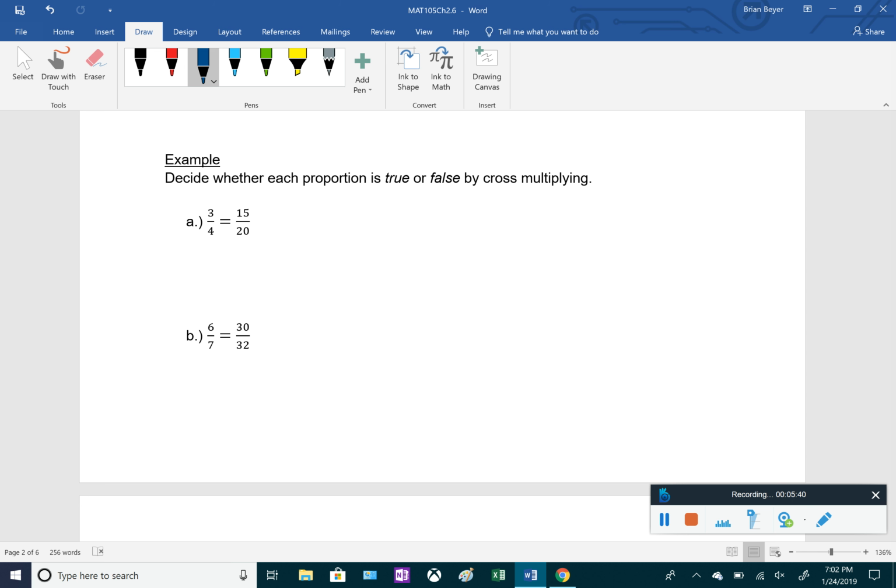So cross multiplying means we're going to take that denominator, multiply it up there, this denominator, multiply it up there. So this is going to be 3 times 20 equals 4 times 15. And we're checking to see if these are equal. So this is going to give us 60 equals 60. So that means that's obviously correct. 60 does equal 60. So this proportion is true.